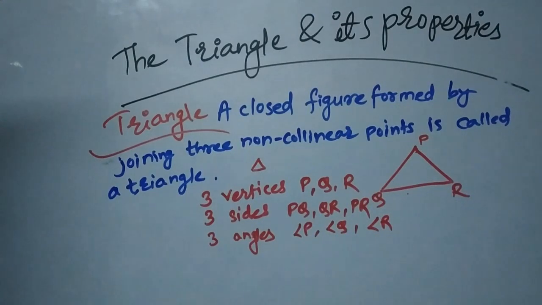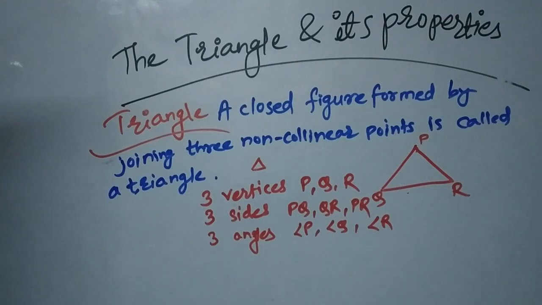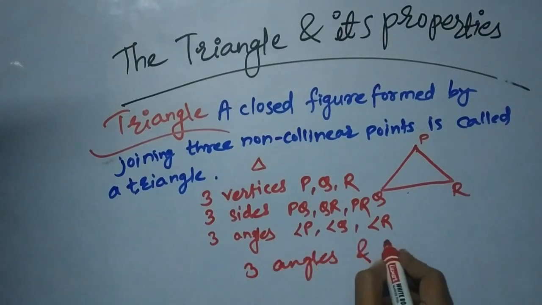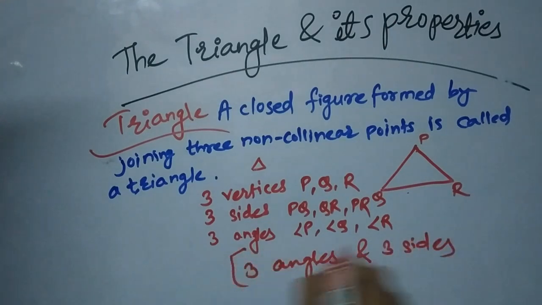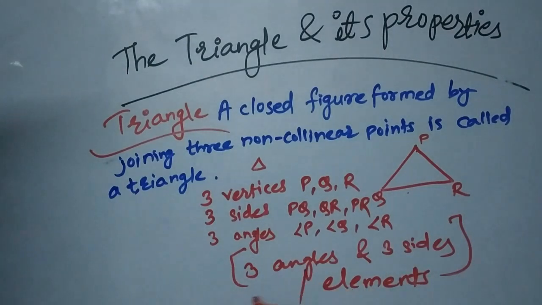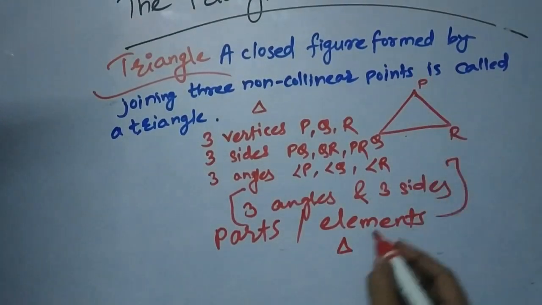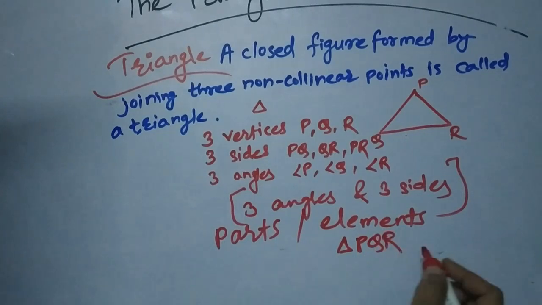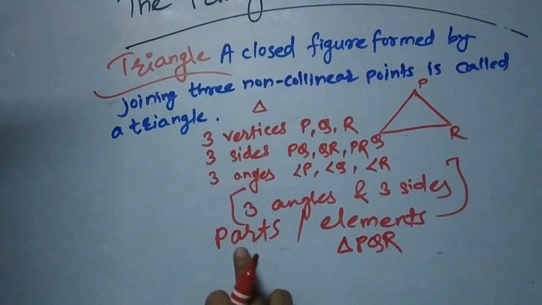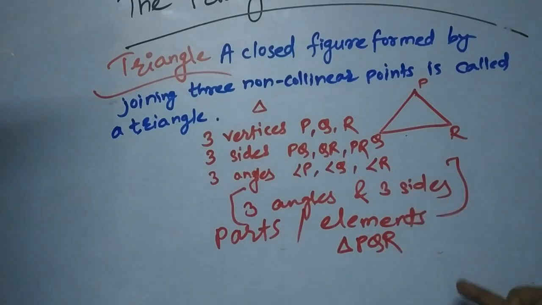So friends, the three angles and the three sides are known as the elements, or you can say the parts, of a triangle. And here you can name this triangle by writing this symbol and PQR. So in this way there are a total of 6 parts, 3 angles and 3 sides. So a total of 6 parts are there, friends.